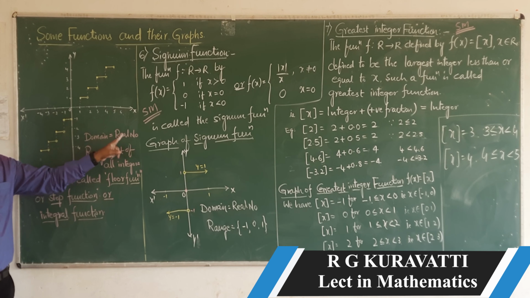So these are the different types of functions and their graphs. There are totally 7 important types of functions: first identity function, second constant function, third polynomial function, fourth rational function, fifth modulus function, sixth signum function, seventh greatest integer function. Among those 7 types, one type may be asked in the final exam. Each type carries 5 marks.